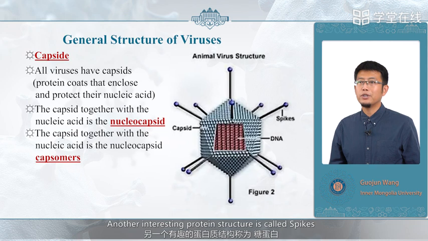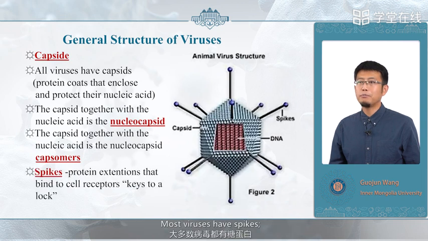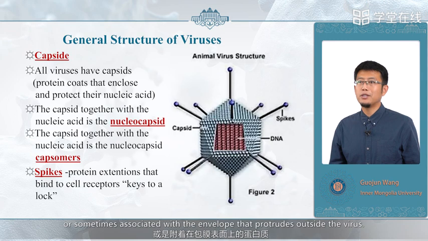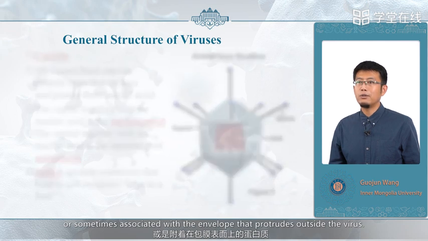Another interesting protein structure is called a spike, that is considered a key for binding to cells. Once it has the correct key, these keys will open up and allow the virus in. Most viruses have spikes. A spike is either a protein sticking right out from the capsid or sometimes associated with the envelope that protrudes outside the virus.